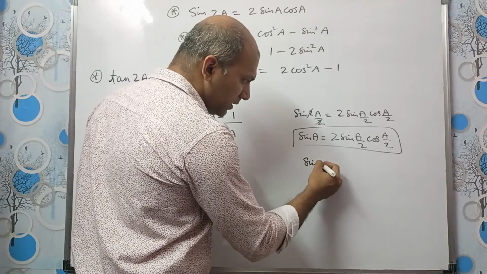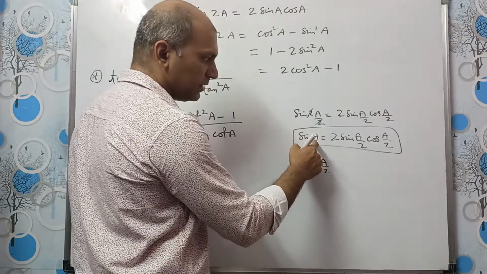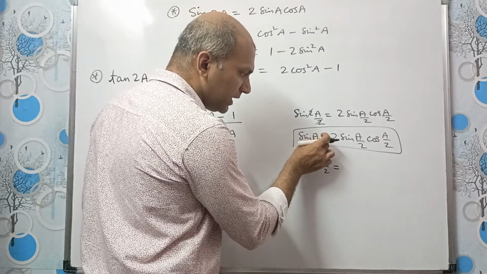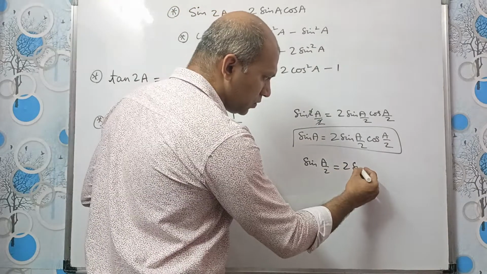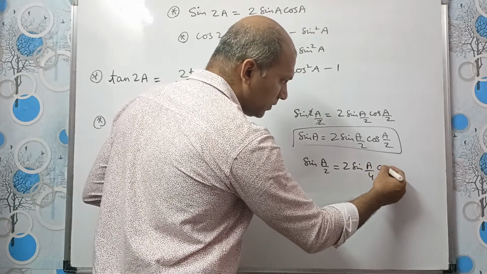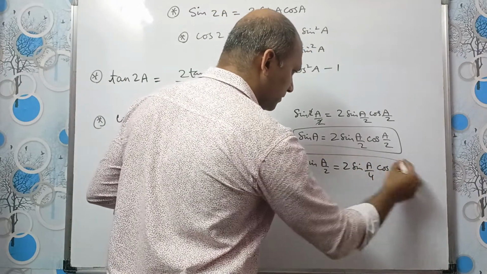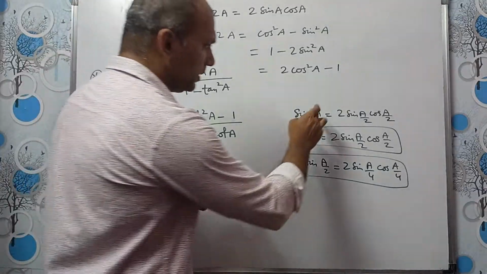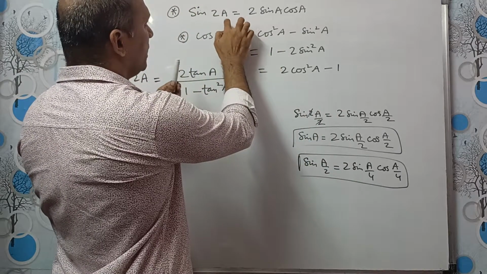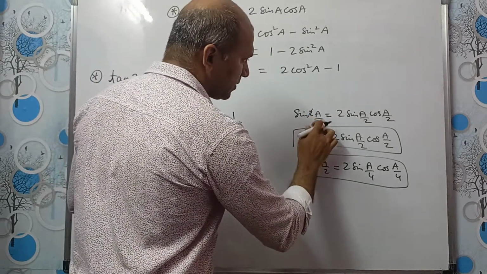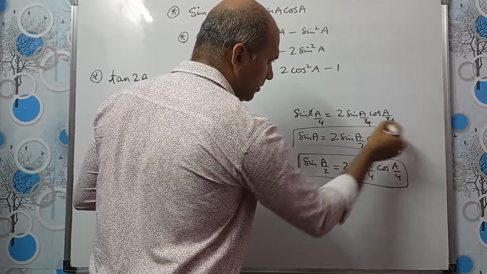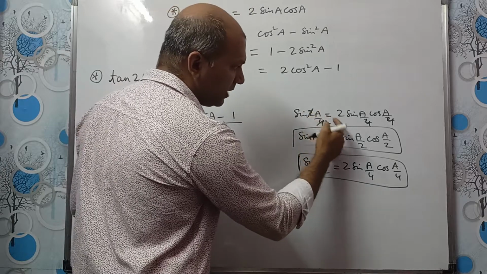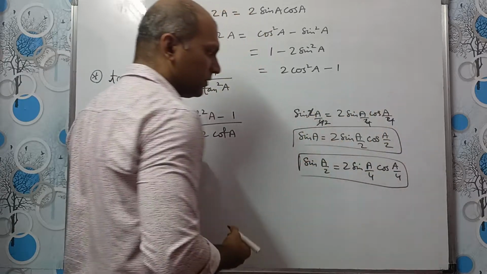Now here, can we write A by 2? Here, in place of A, if you write A by 2, what are we doing? We are dividing this A by 2, right? So this is 2 sin A by 4 cos A by 4. Okay. I hope this is clear. Or in this formula, you can write divided by 4. See, in place of A, write A by 4, A by 4, A by 4. So this will be 2 times, this will be 1, right? So this will be sin A by 2 is equal to 2 sin A by 4 cos A by 4.